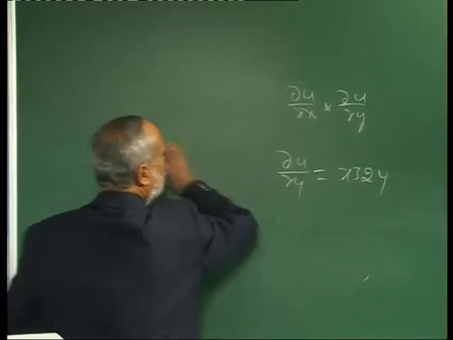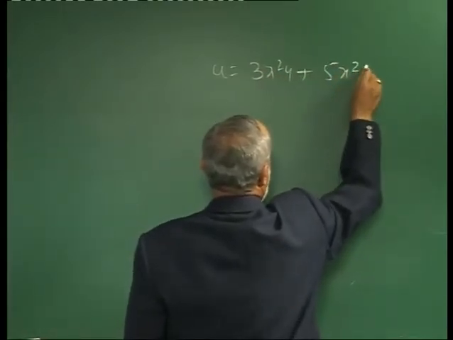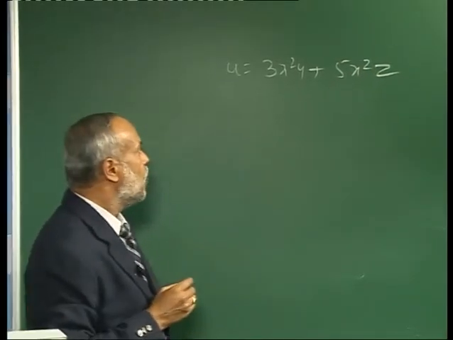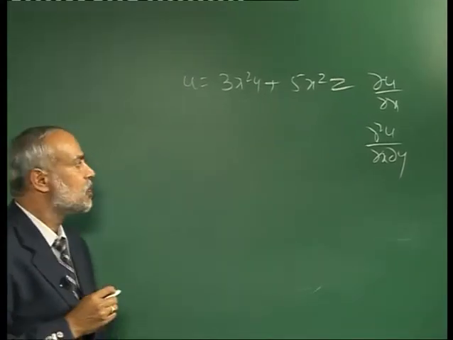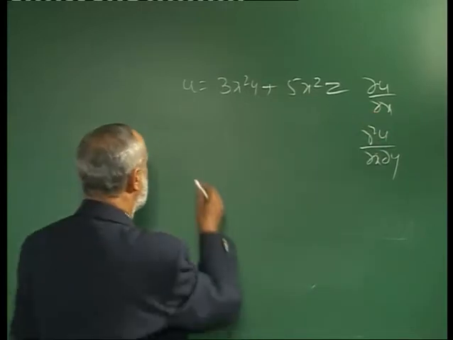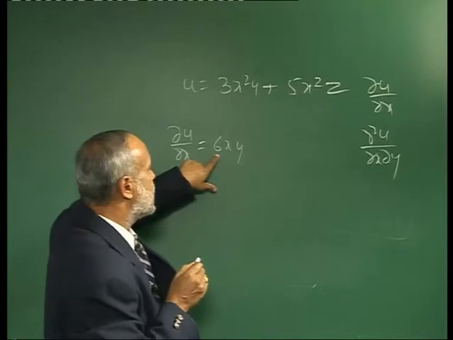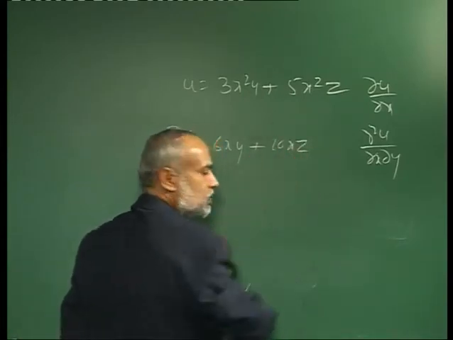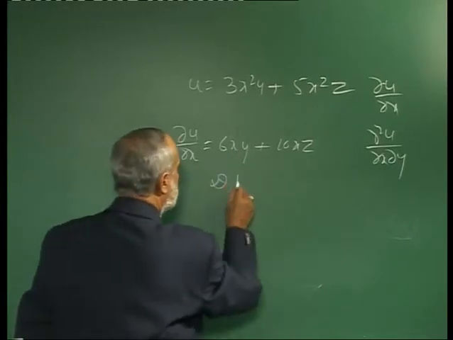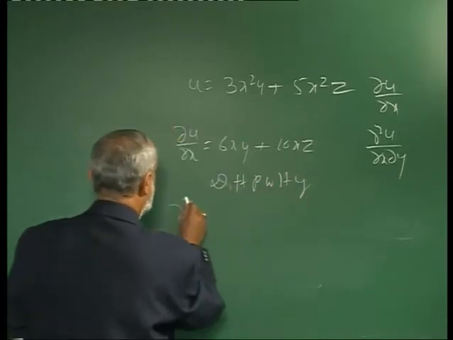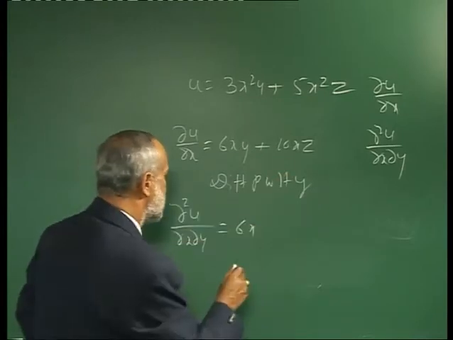Similarly, I will give one more example. u equals 3x squared y plus 5x squared z. Find dou u by dou x and dou squared u by dou x dou y. First you find dou u by dou x. Differentiating partially with respect to x, dou u by dou x is equal to 6xy, because y is constant and 3x squared differentiation is 6x, plus 5x squared z, it is 10xz. Now again you have to find dou squared u by dou x dou y. Already you know dou u by dou x; differentiating the same function again partially with respect to y, dou squared u by dou x dou y equals 6x y, where 6x is constant and y differentiation is 1, then 10xz is 0. This is the answer.